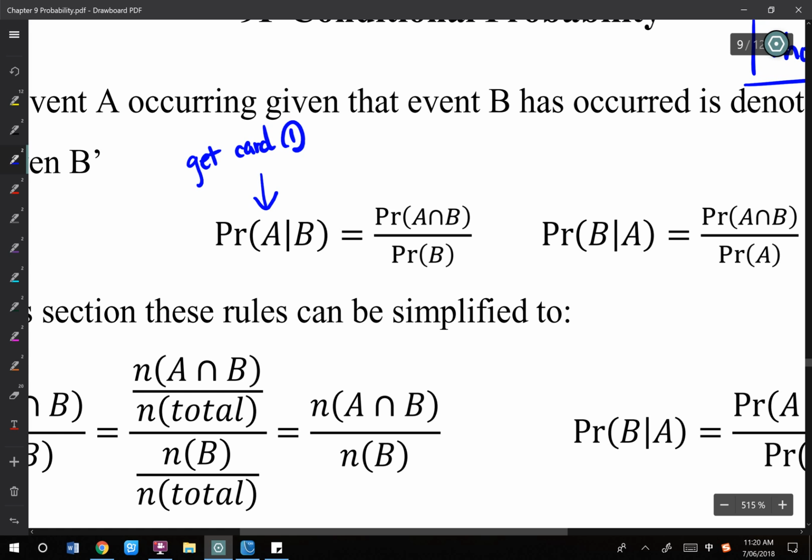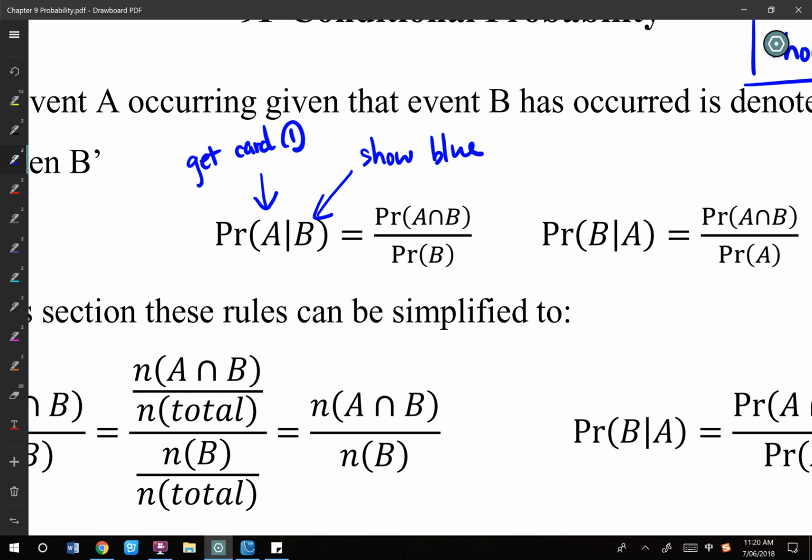So the probability for the example I have is get card 1. And the actual information I know is show blue on the table. Like one side shows blue on the table. So this is another information I have. This is, put what you want in the front given what information you have at the back. So it's A given B.